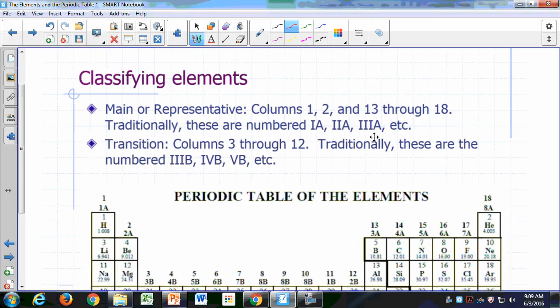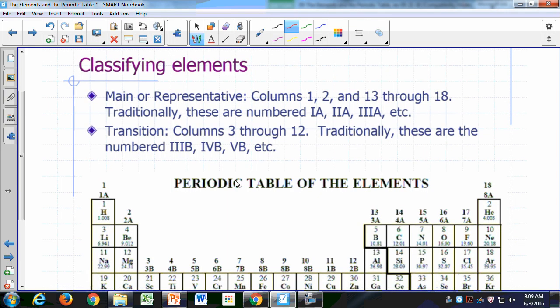You also need to be familiar with the way elements are classified in the periodic table. Okay, so let's look at some of those classifications. One way you can classify elements is whether they are main or representative or transition. Main and representative mean the same thing. So either main elements or transition elements.